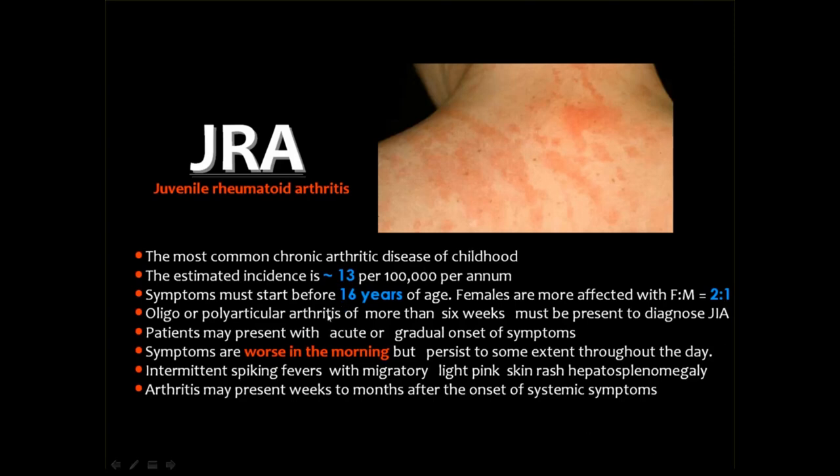In this disease, you may get oligo or polyarticular arthritis of more than 6 weeks, and this is an essential feature to settle this diagnosis. The presentation may be acute or gradual, and the symptoms may be worse in the morning but may present throughout the day. Intermittent fever, a migratory light pink skin rash may be seen like this, and hepatosplenomegaly.